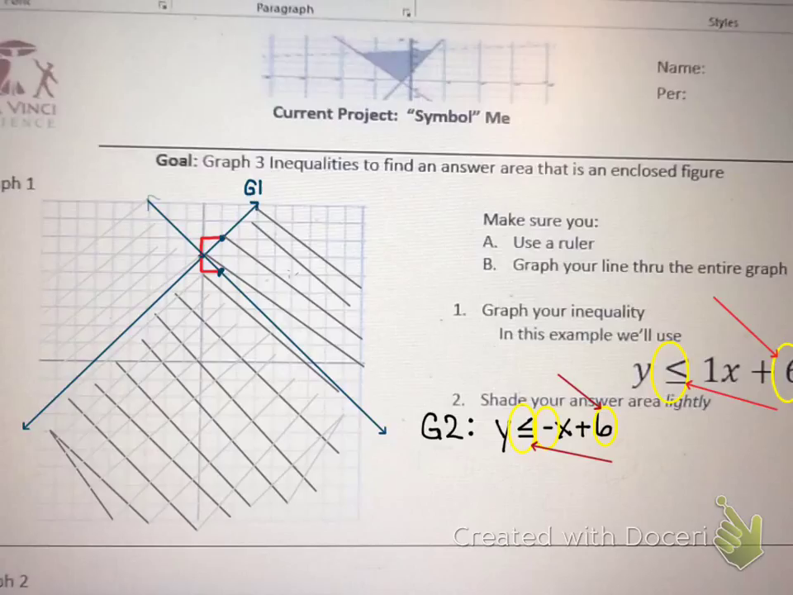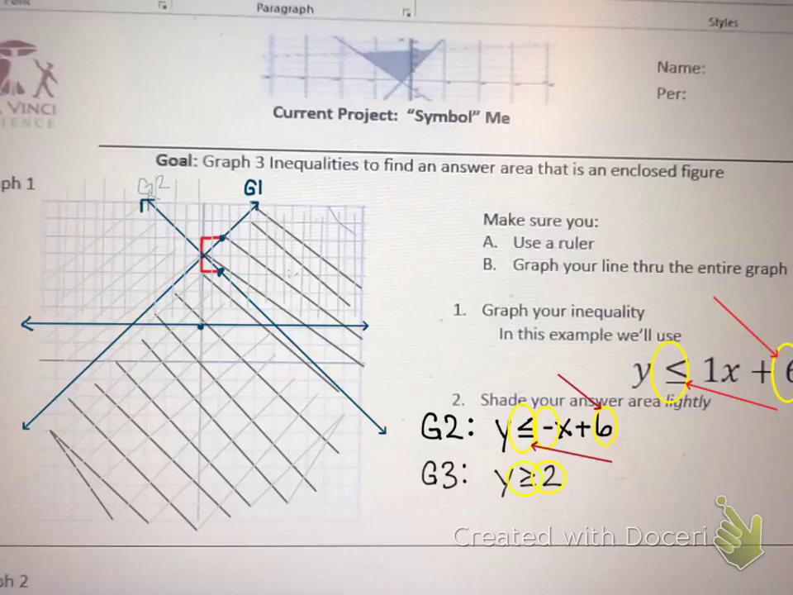Now, let's enclose that with our third graph, which is y is greater than or equal to 2. Since that is a modified linear function with no x, we go to the 2 on the y-axis, sorry. 2 on the y-axis. Let's draw that line. Boom. Which is parallel to the x-axis. And now we have that.